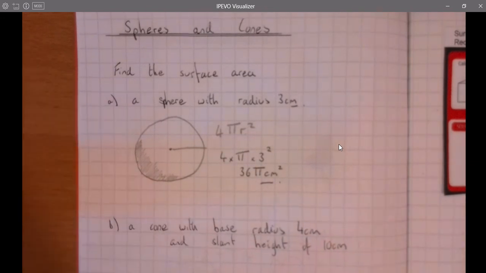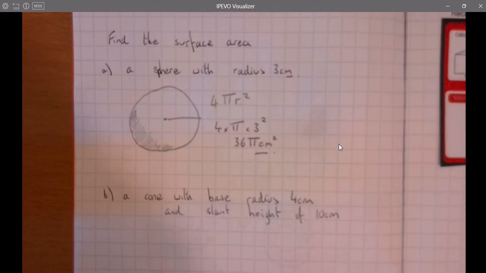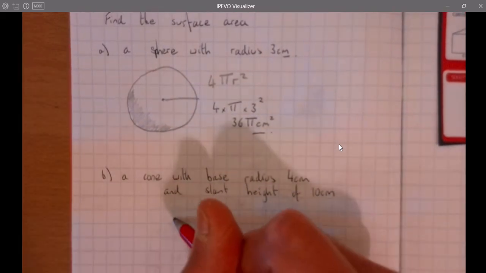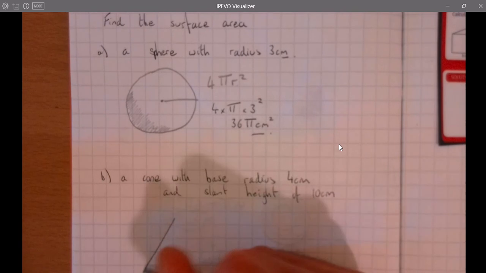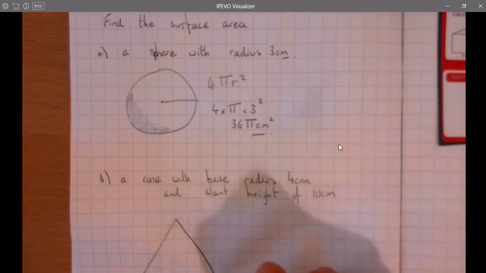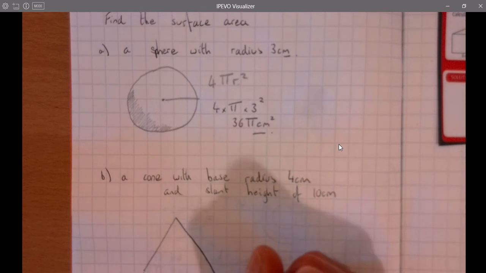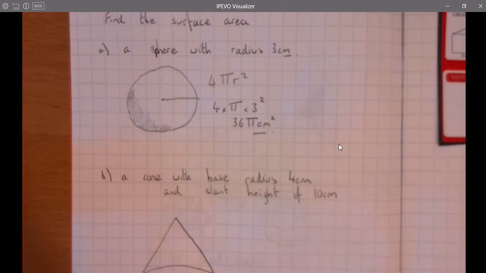Okay, so what about a cone? That's the other thing we're going to have a look at today, and again, just thinking about the surface area. So I'll quickly sketch one, and I'm going to write down the formula for you. There we go, checking out my artwork, there's my cone.